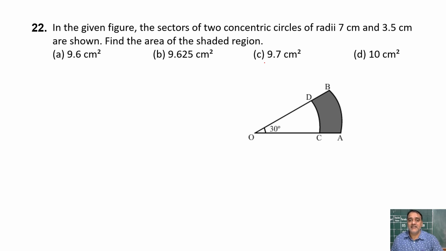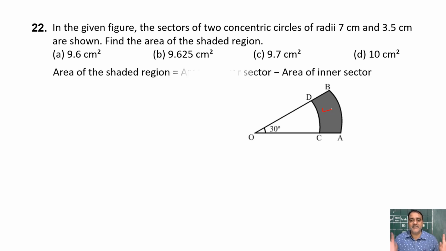In the given figure, the sectors of two concentric circles of radii 7 cm and 3.5 cm are shown. Find the area of the shaded region. So very simple, area of outer sector minus area of inner sector. This is the first step. This is clear? Suppose a radius of outer sector is capital R and radius of inner sector is small r. So ये हो जाएगा हम लोग का थीटा अपॉन 360 इंटू पाई कैपिटल आर स्क्वायर माइनस थीटा अपॉन 360 इंटू पाई स्मॉल आर स्क्वायर. So what we can take common from these two?